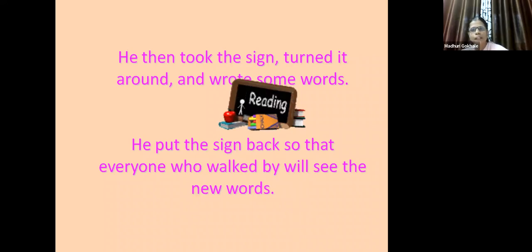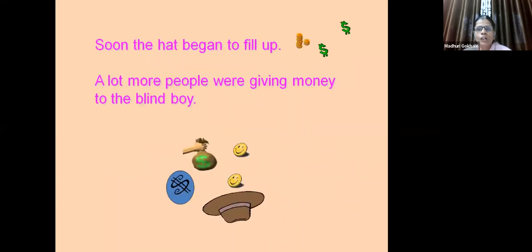But then one man came, he took the sign, turned it around, and wrote some words. One stranger on the road, he wrote something. He put the sign back so that everyone who walked by will see the new words. Soon the hat began to fill up. A lot more people were giving money to the blind boy. So initially, not many people were giving money to the blind boy. But now this stranger came, he wrote something, and now more people started giving money to the boy.